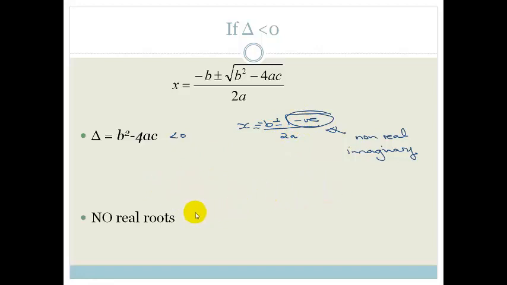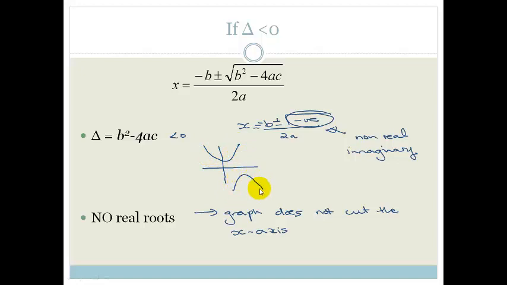And what that means is the graph does not cut the x-axis at all. It has no real roots. In other words, your graph is going to have a turning point somewhere above the x-axis or somewhere below the x-axis, but it doesn't cut the x-axis at all.